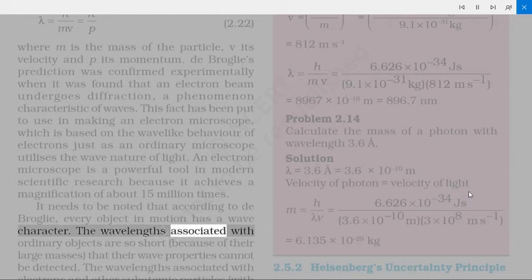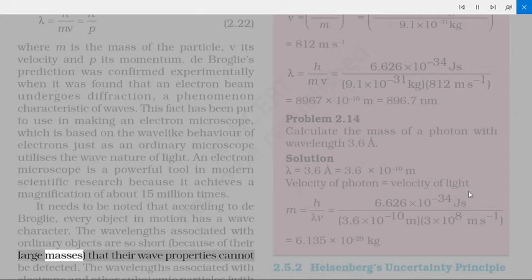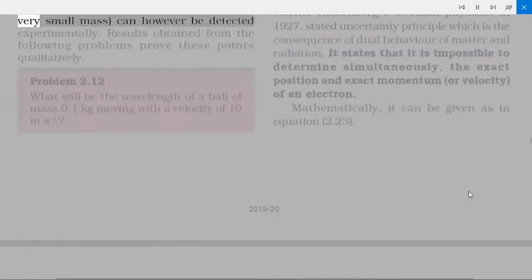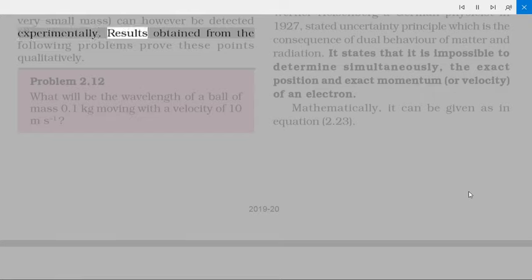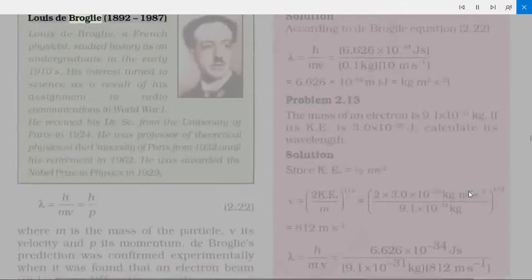The wavelengths associated with ordinary objects are so short, because of their large masses, that their wave properties cannot be detected. The wavelengths associated with electrons and other subatomic particles, with very small mass, can however be detected experimentally. Results obtained from the following problems prove these points qualitatively. Problem 2.12. What will be the wavelength of a ball of mass 0.1 kg moving with a velocity of 10 m/s?